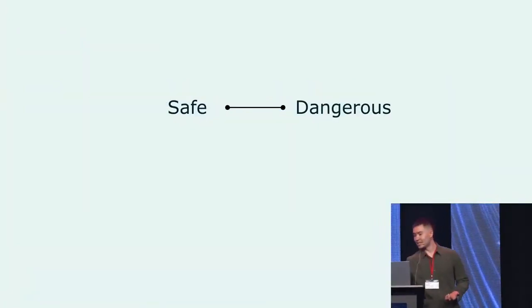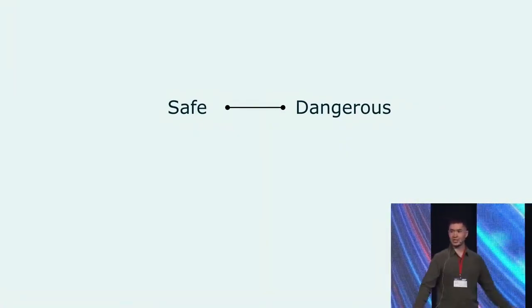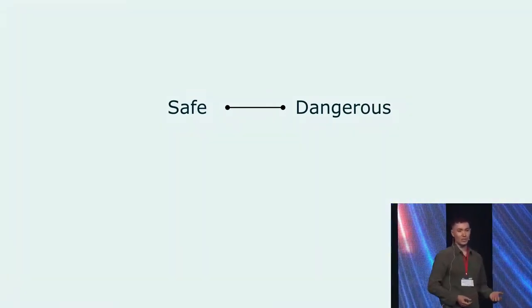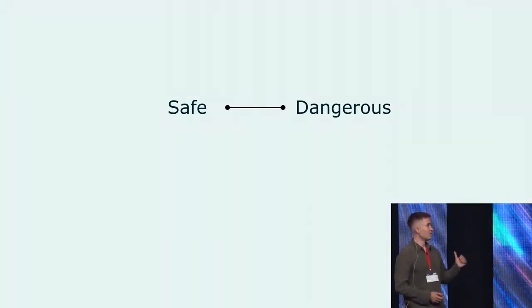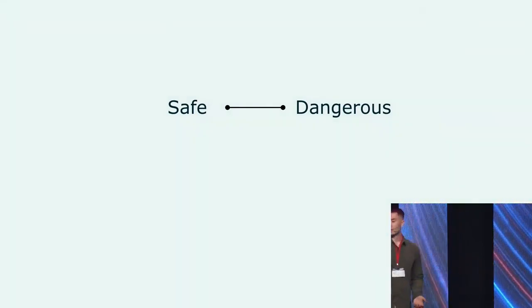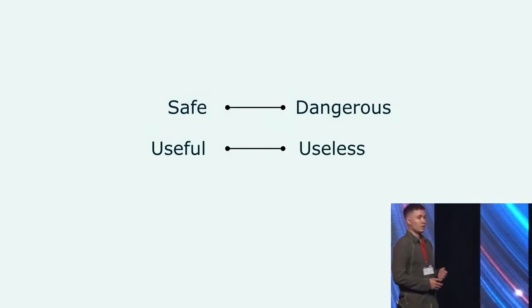So we have this resistance, right? Actually, all information that we gather from the outside world, we can distinguish into different categories. It could be either safe or dangerous. If we don't know this guy, he might be dangerous. We also say that it could be useful for us, or it's useless.